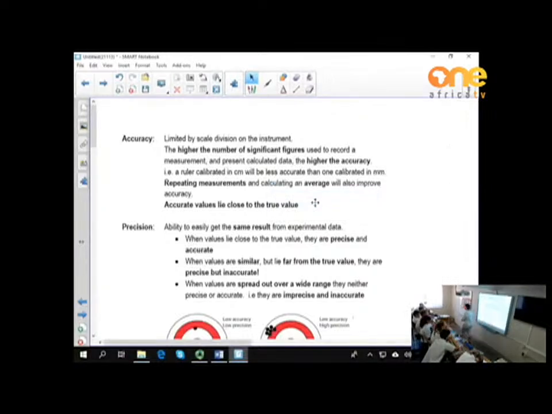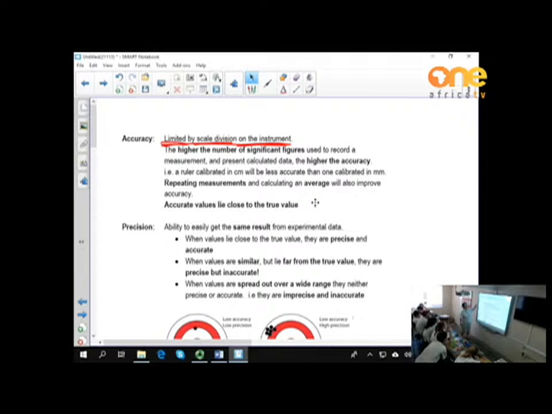Okay, accuracy. The accuracy is limited by the scale division on the instrument. You can never be more accurate than the instrument. The higher the number of significant figures used, the higher the accuracy. If I want to measure the diameter of a pipe for precision engineering, if I need to make a fitting for it, I will use a specialized tool, not just a ruler. We get specialized tools that have a finer scale division to make it more accurate, and we will have a look at them in a while.